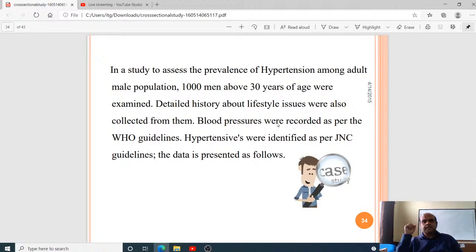Now, in a study to assess the prevalence of hypertension among the adult male population, 1000 men above 30 years of age were examined. Detailed history about lifestyle issues was also collected from them, and blood pressure was recorded as per the WHO guidelines. The hypertensives were identified as per JNC guidelines, and the data is presented as follows. So this is an example of a cross-sectional study.